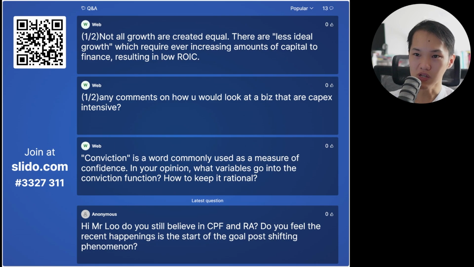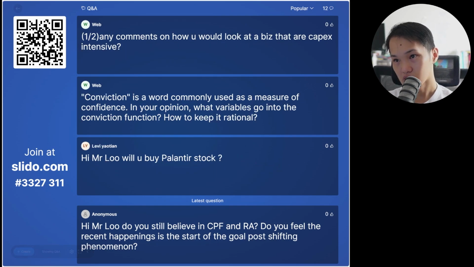And cash flow, although it is a better measure, sometimes cash flow is hard to assess because capex is more cyclical. Say, for example, let's say Tesla, right? They suddenly just want to build a factory, a gigafactory. All this skews the free cash flow, right? Because the capex is not linear. So that's the challenge of different metrics. Any comments on how you would look at businesses that are capex intensive?